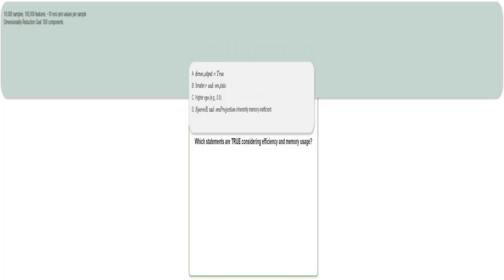The dataset is large and sparse, containing 10,000 samples with 100,000 features each. Importantly, each sample has only about 10 non-zero values on average. This sparsity is crucial because it impacts how efficiently algorithms like sparse random projection can process the data. Think of it like a really big spreadsheet with mostly empty cells. We want to reduce the number of features from 100,000 to a more manageable 500. What strategies can we use to work with such a large dataset efficiently?